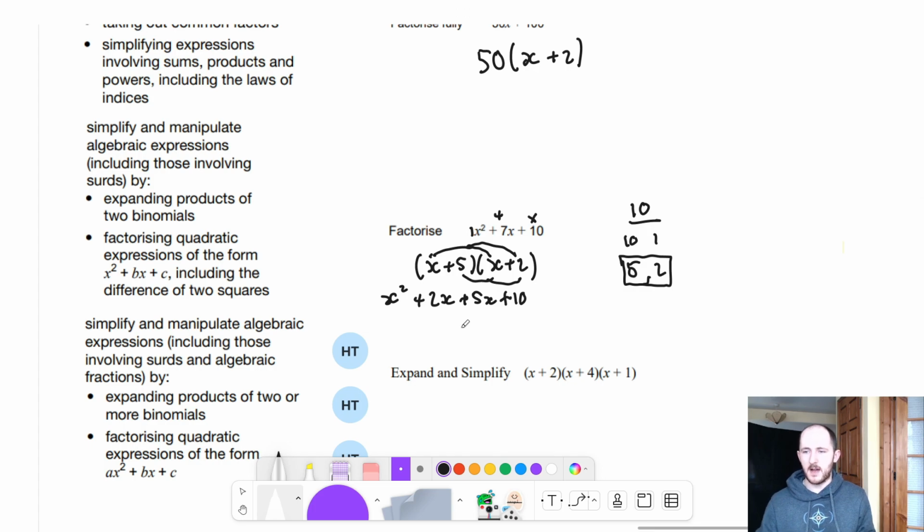Like terms have to either have no x's, 1x, x squared, x cubed, etc. They need to have the same power of x. So x squared, I don't have any others, so I'm just going to write x squared. 2x plus 5x would give me 7x. So you just add the numbers in front, and then plus 10, which gives me my original question, which means my answer is correct. So again, that's how you do it with expanding and simplifying.